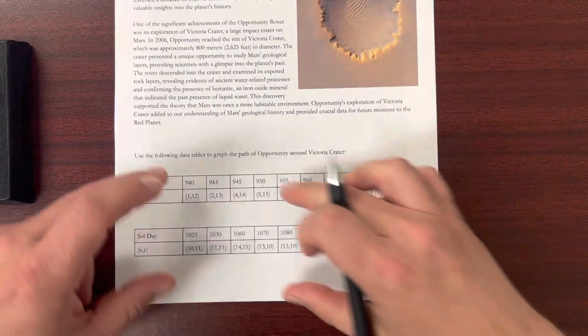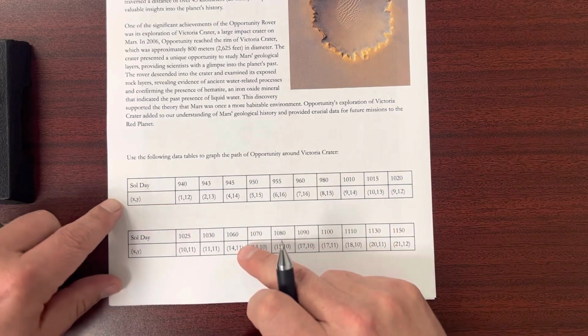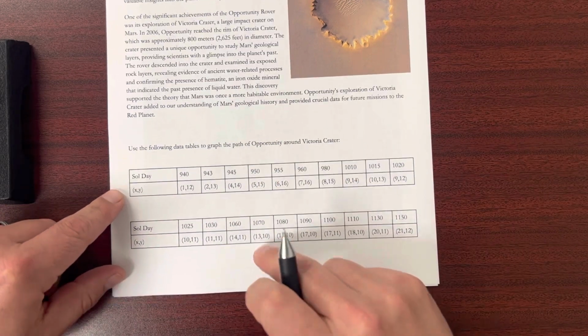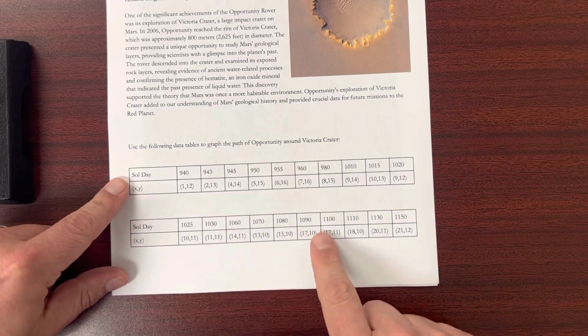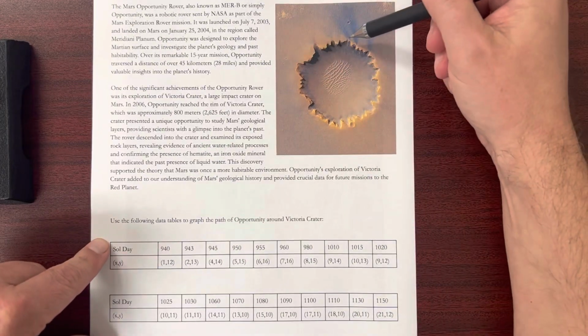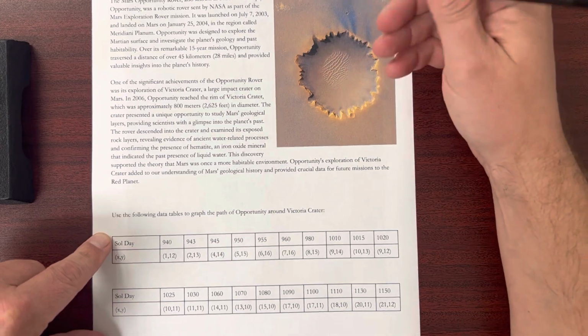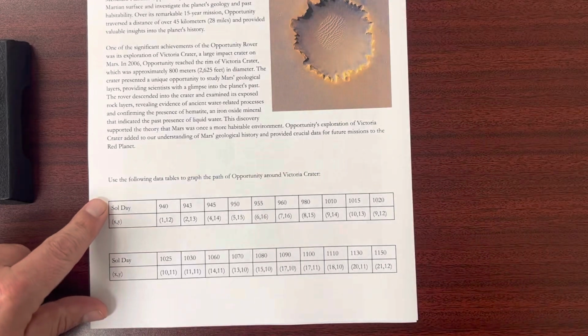What we've got down here at the bottom is a couple of graphs, a couple data tables. And we're going to take these data tables and we're going to trace out the path that Opportunity took while it was investigating the crater. So let's get started with that.